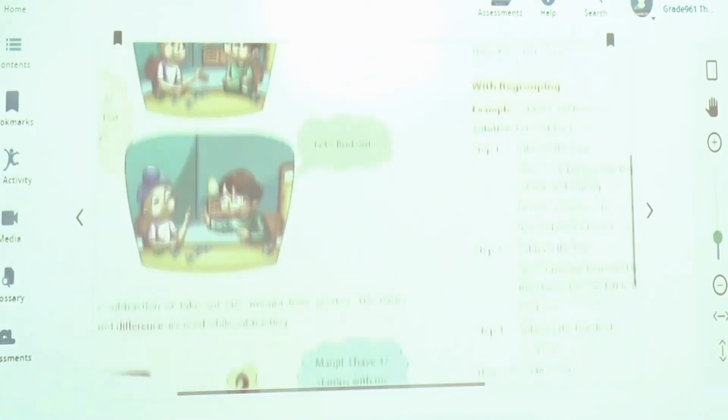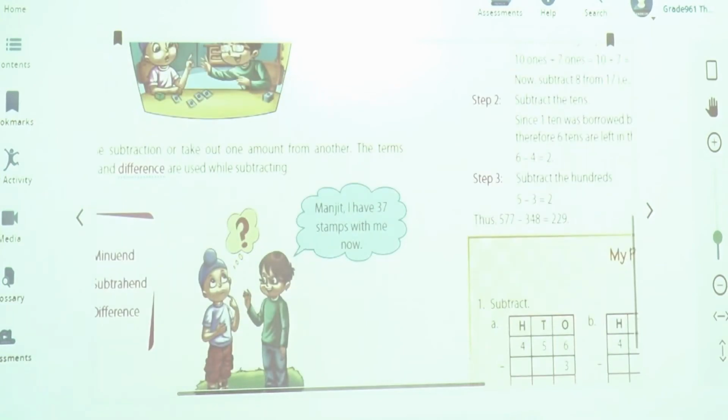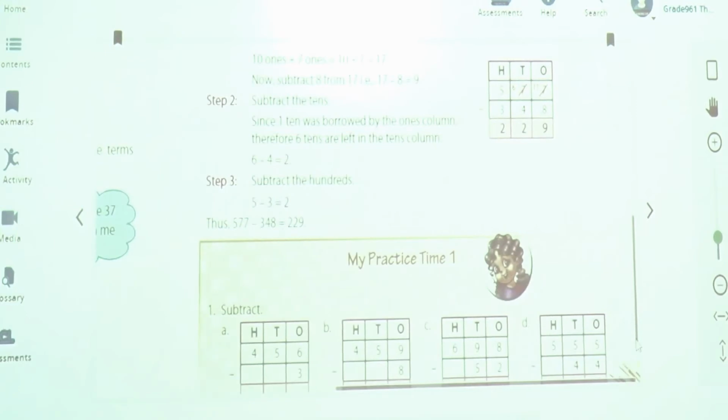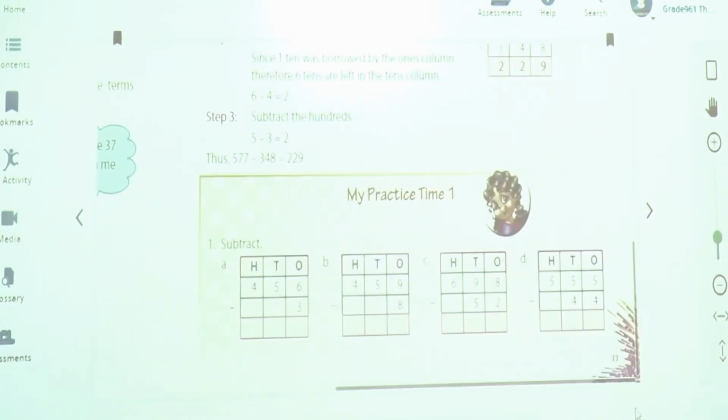Next one, subtraction. We subtract 3-digit numbers. My practice time 1.